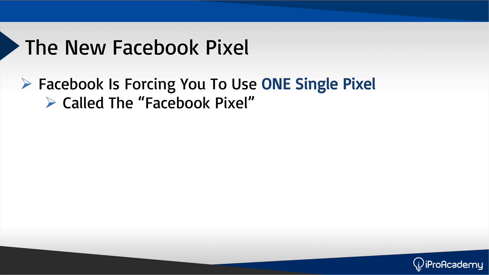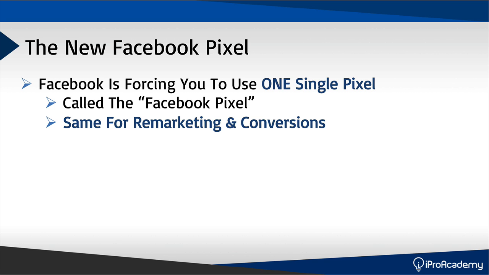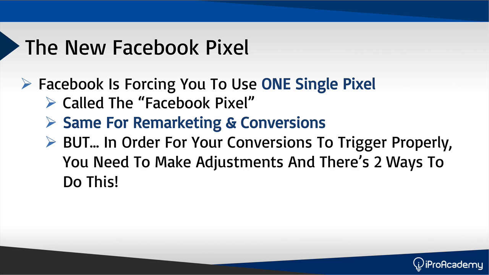They call it very, very generic. It's just the Facebook pixel. It's actually the same pixel for you to use for both your remarketing campaign and your conversions. But in order for your conversions to trigger properly, you need to make adjustments. And there are two ways to do this. And I'm going to show you in this video training what these two ways are.